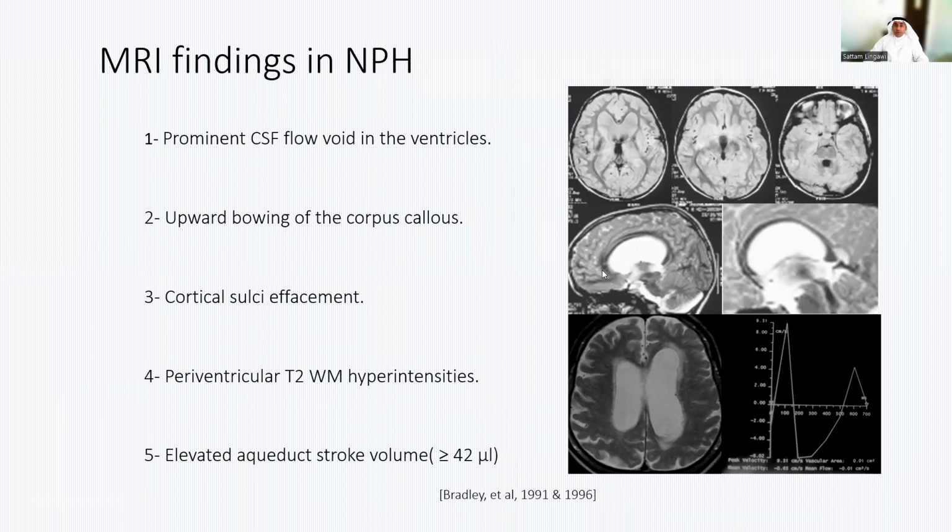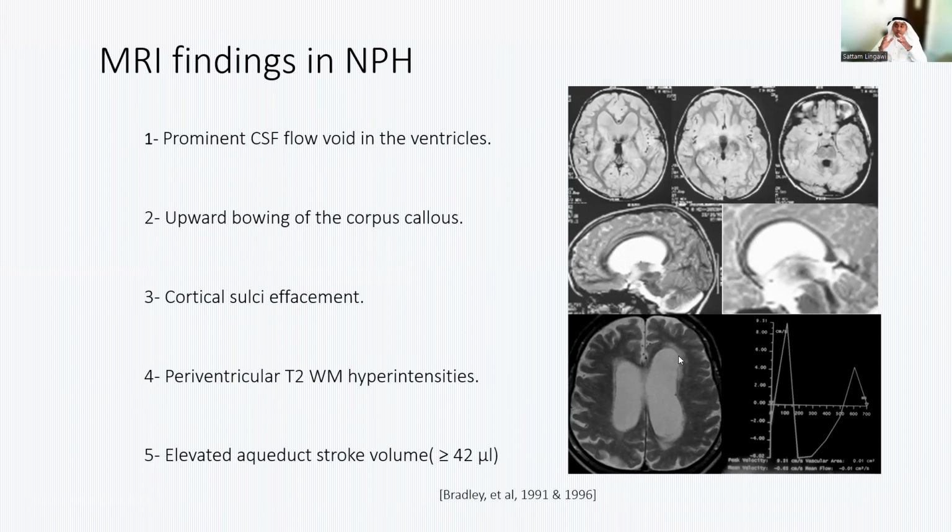We also look for the stretching or the upward bowing of the corpus callosum. We also look for the effacement of the cortical sulci against the inner table of the skull, the calvarium. We look for the periventricular high signal intensity, which indicates the shear injury of the periventricular fibers.